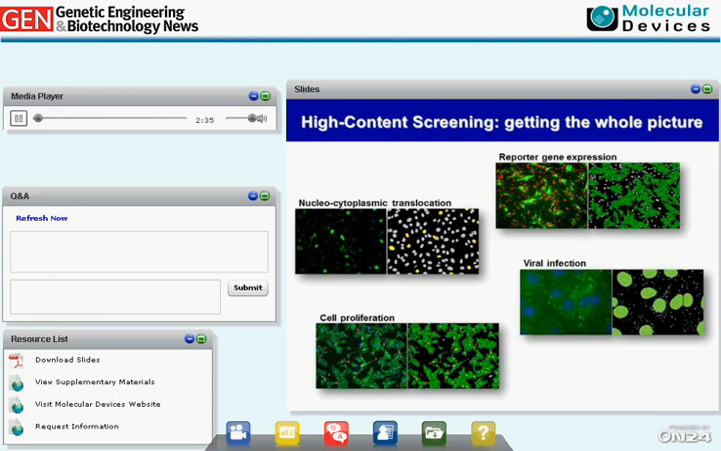High content screening is a very powerful technique. In this slide, you can see just a few examples of high-content assays that we run in the lab. From top to bottom, you can see, for example, looking at reporter gene expression, nucleus-cytoplasmic translocation of a protein of interest, infection by a virus, and at the bottom, cell proliferation, which is the screening I will be talking to you about today in the case of the cardiomyocytes.